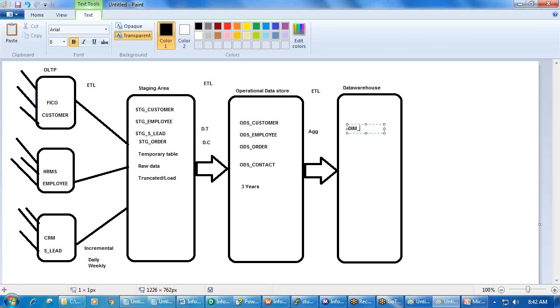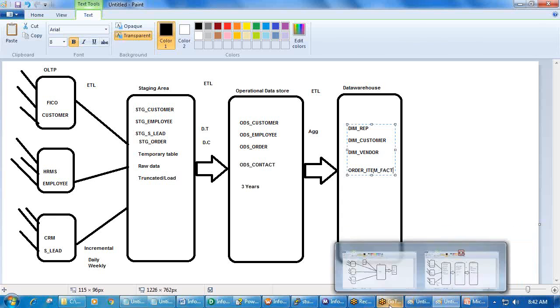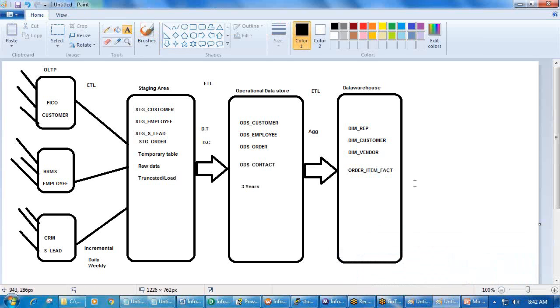In a data warehouse you'll separate the data according to dimensions and facts. Here you can have something like dim_rep, dim_customer, and let's say another one like dim_vendor and order item fact. Likewise, we'll have different tables where your data will be separated into the dimension tables and the fact tables. Now a complete data flow happens from an operational data store to the data warehouse. So at each and every stage we'll define an ETL process and then load.